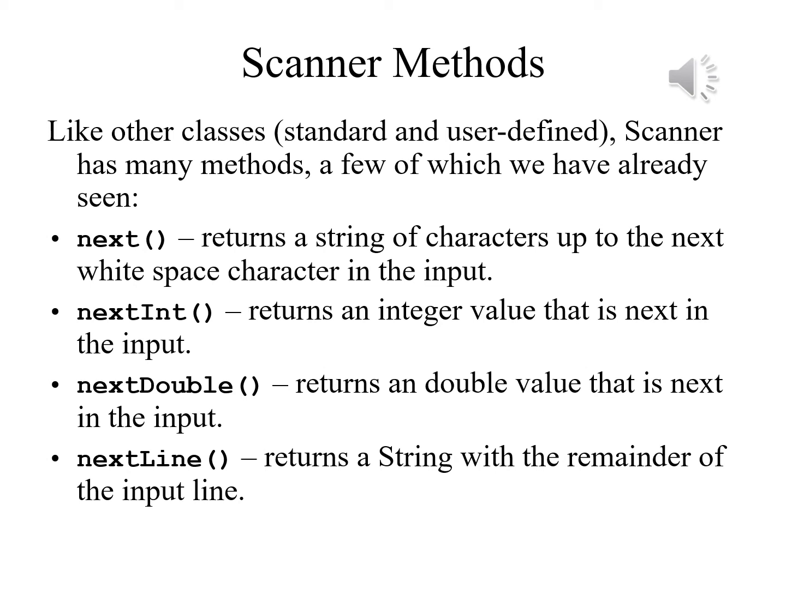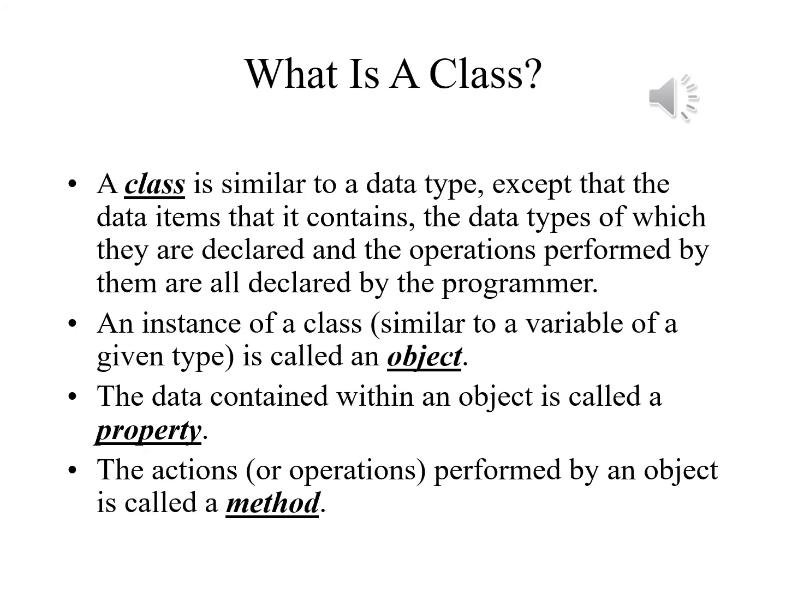These are just a few of the methods contained within the Scanner class that are available to us. A class is similar to a data type, except that the data items that it contains, the data types of which these items are declared, and the operations performed by them are all declared by the programmer. An instance of a class, similar to a variable of a given type, is called an object.